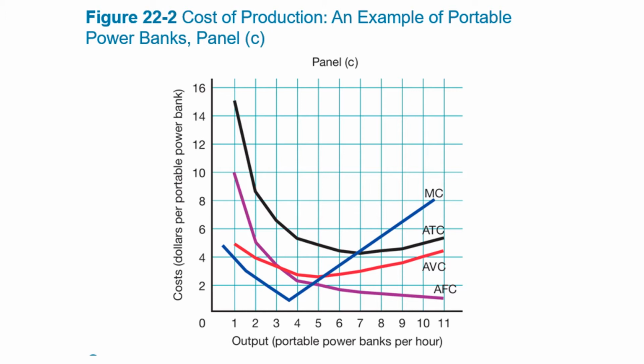Then you have average variable cost and average total cost. The average variable cost and the average total cost will increase once the marginal costs intersect, because the marginal cost is the additional cost per unit. So if the additional cost per unit is higher, then it's going to pull up those averages.